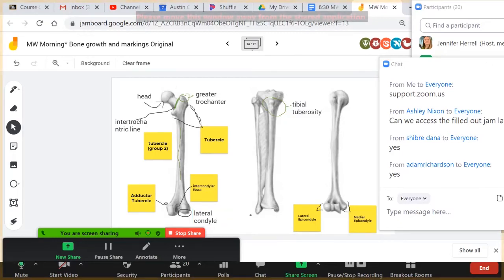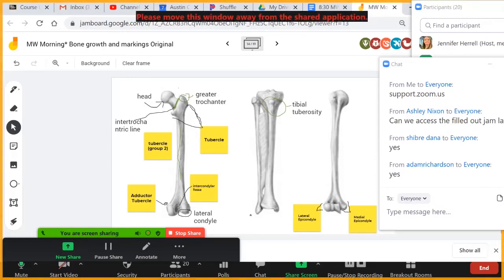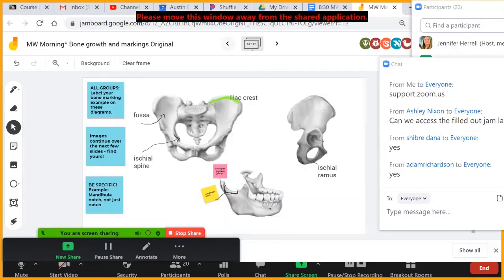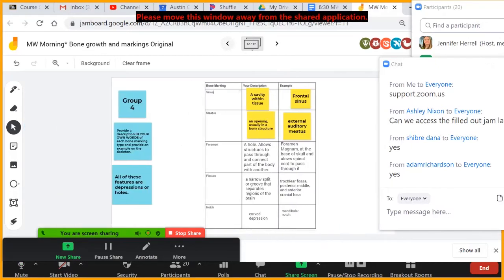The lateral condyle. So it's a big round part that makes up a joint. Oftentimes it's like a hinge joint because you do see it in the knee and you see it in the elbow as well. Excellent, excellent.